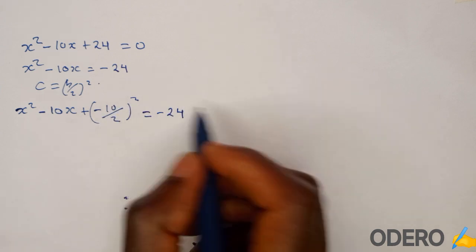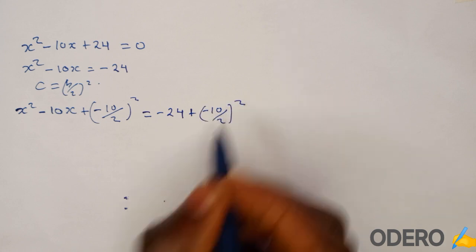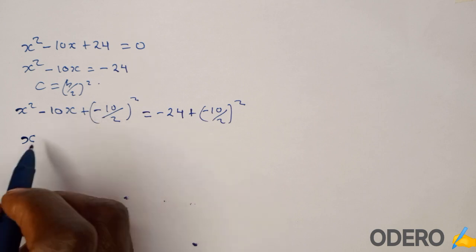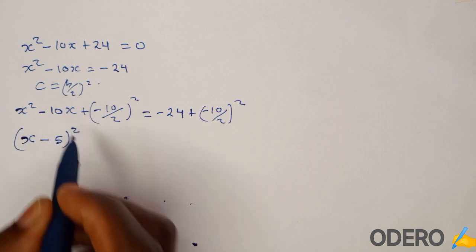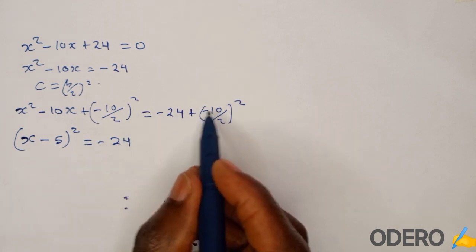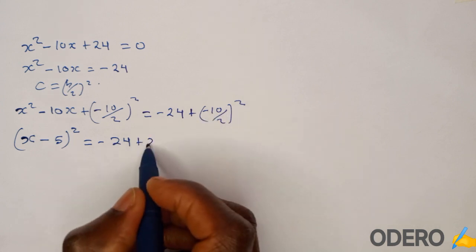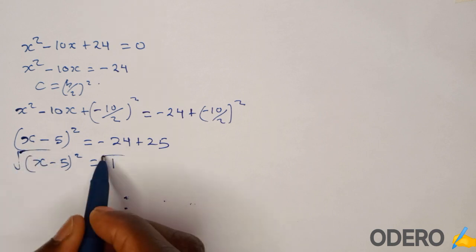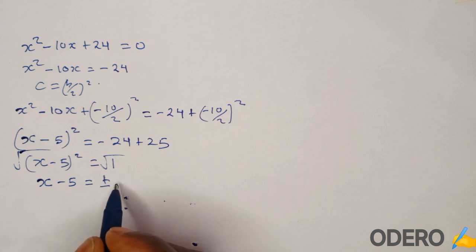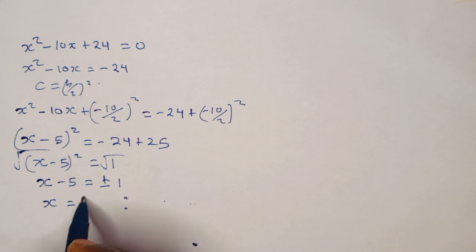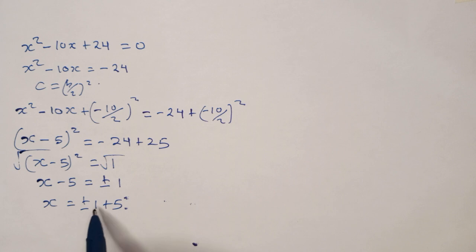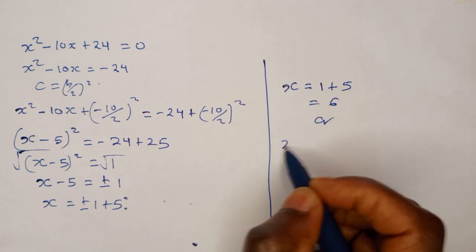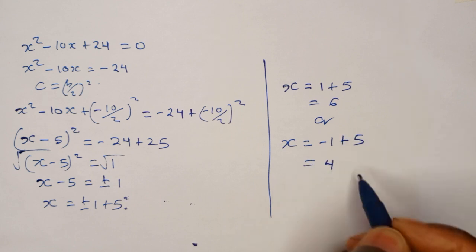Whatever we do this side, we do the other side. So it will be plus negative 10 over 2 squared. To factorize this one, just square root this one and this one and put them under one square. So this will be x, then negative 5, is equal to, simplify this side, negative 24. Negative 10 divided by 2 is negative 5, squared is positive 25, so this will be plus 25. Simplify and you will have x minus 5 squared is equal to 1. Square root both sides, you get x minus 5 is equal to plus or minus 1. Taking 5 to the other side, x is equal to plus or minus 1 plus 5. So x can be equal to 1 plus 5, which is 6, or x can be equal to negative 1 plus 5, which is 4.